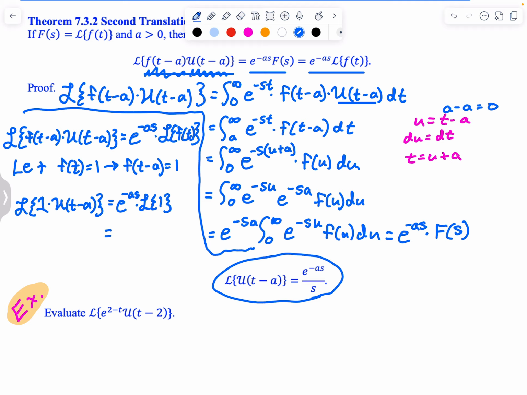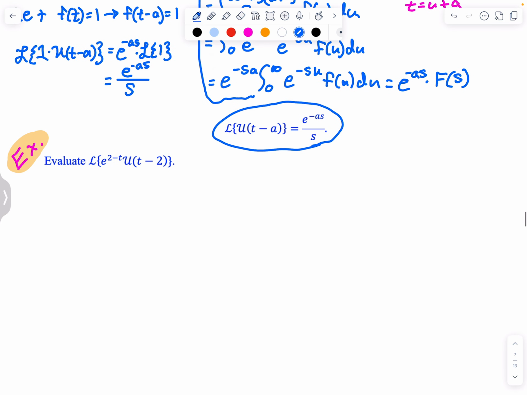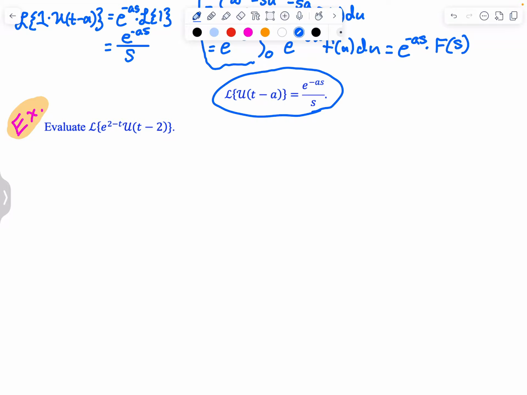And we have the Laplace of 1 is just 1 over s. So we get e to the negative as over s. So we get that one last definition there. So the Laplace of just the Heaviside, that's what we get. Okay. We're going to take a look at 2 examples, and then we'll stop the video and move on to the last application of this, towards the end, I guess.